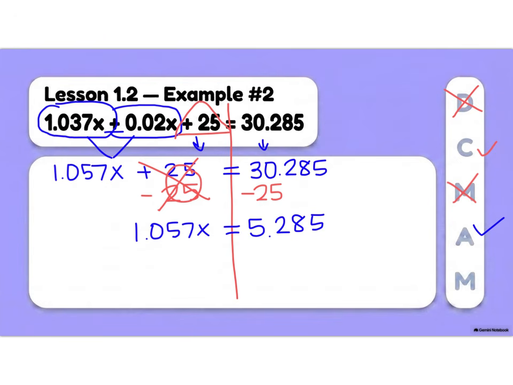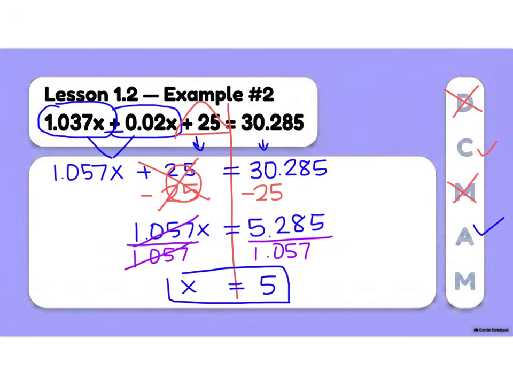And then the last step is to multiply or divide by my coefficient. I have my coefficient here of 1.057. It's being multiplied, so I need to divide it on both sides. These over here will cancel. X equals, and then I'm going to do this division. So 5.285 divided by 1.057 equals 5. In this problem, you'll see that I only needed to do 3 of these steps.